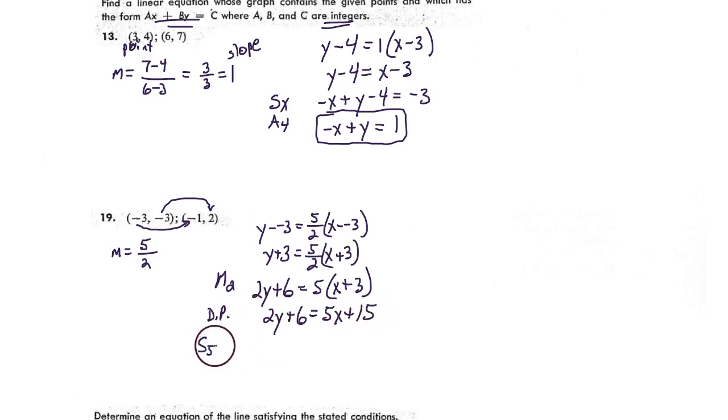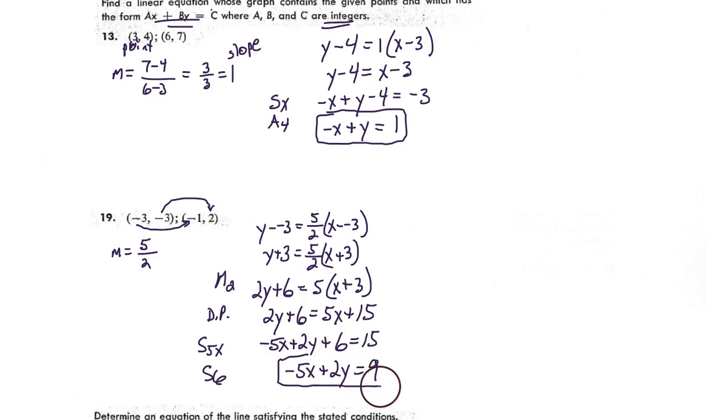Now subtract the 5x. We have -5x plus 2y plus 6 equals 15. Now subtract the 6. We have -5x plus 2y is equal to 9. There's the standard form, all integers as our coefficients.